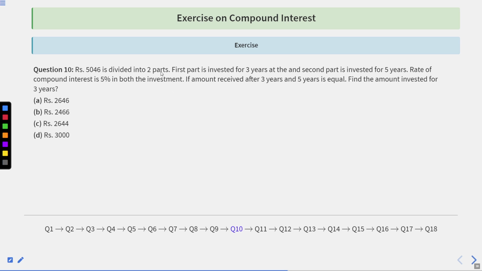Question number 10. Rupees 5,046 is divided into two parts. The first part is invested for 3 years, and the second part is invested for 5 years. The rate of compound interest is 5% in both the investments. If the amount received after 3 years and 5 years is equal, find the amount invested for 3 years.